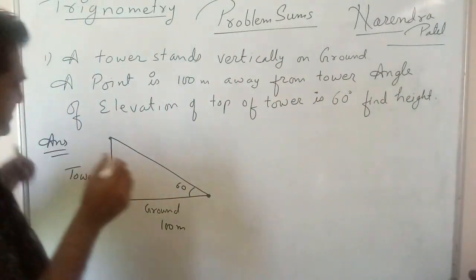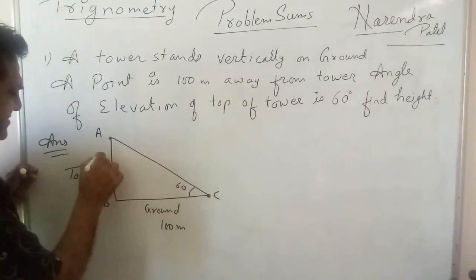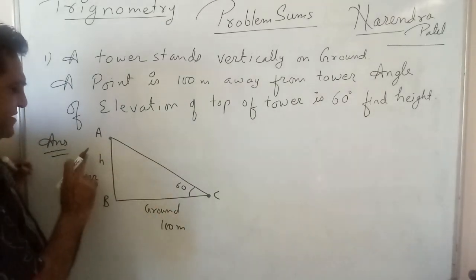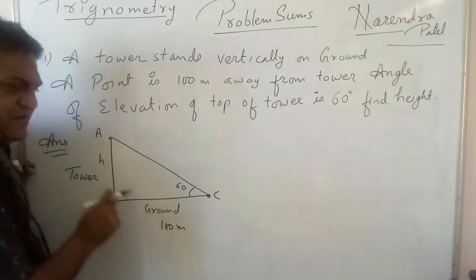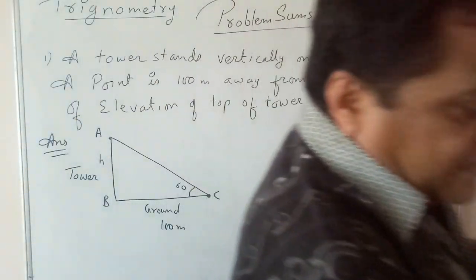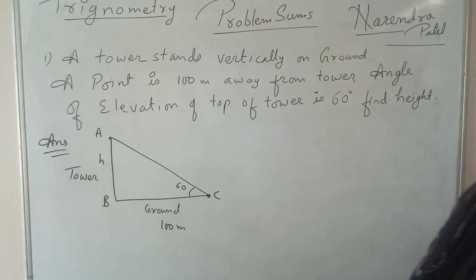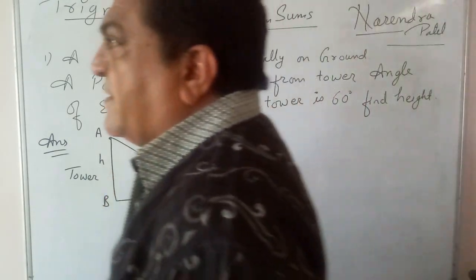What are they telling you? Find the height of the tower. So this is the height of the tower and this is the base. So what do we have to take? Opposite and base. Opposite upon base is the formula of sine. No, it is not sine, it is the formula of tan.